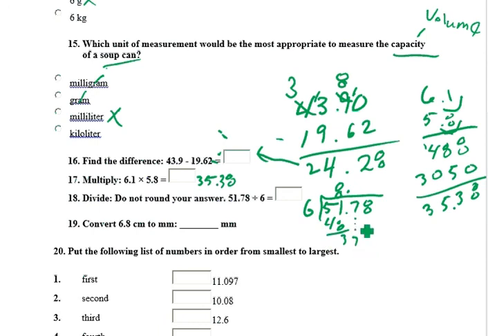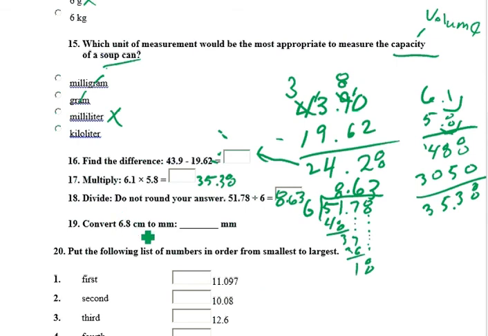6 times 6 is 36. 37 minus 36 is 1. Now we bring down the 8. 6 goes into 18 3 times. So this one is 8.63. I don't know if I can write it in the box. 8.63. There you go.